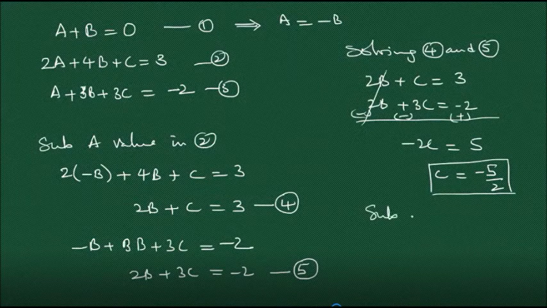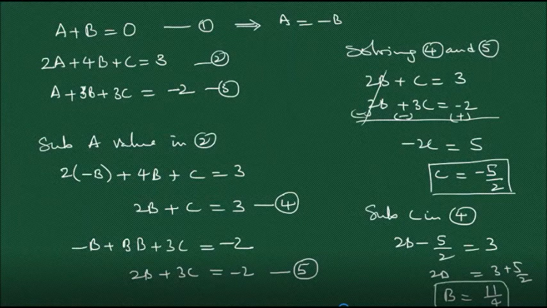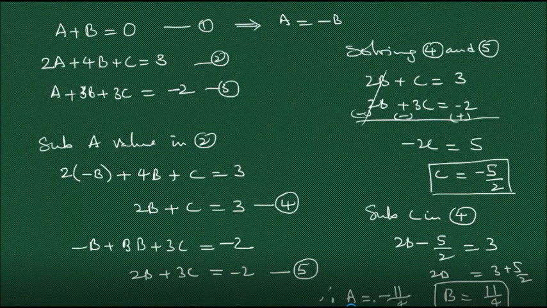Now substituting c in one of the equations, equation 4 we will take. So 2b minus 5 by 2 is equal to 3. 2b is equal to 3 plus 5 by 2. This is 11 by 2, so b is equal to 11 by 4. Therefore, a is equal to minus 11 by 4.